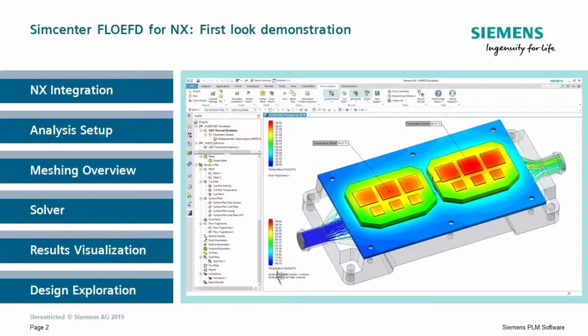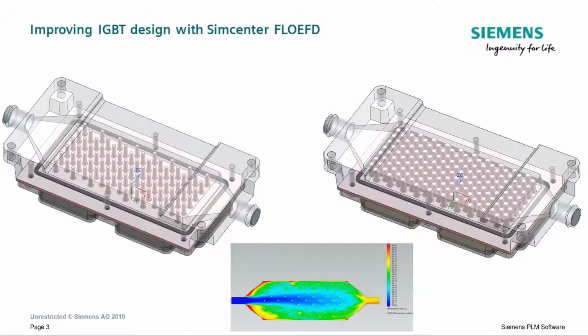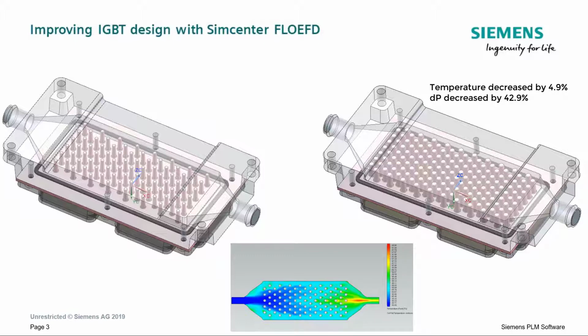By using FLOEFD, we are able to gain important insight into the temperature variation and the flow dynamics of the IGBT module. And we want to see if we can improve the baseplate design to achieve better cooling performance. Thus, a new design was introduced. Varying the pin size, draft angle, and pin pattern, we are able to get this new baseplate design through an intelligent design space exploration to minimize the IGBT temperature as well as the cooler pressure drop across. Let's take a look how we did this in FLOEFD.